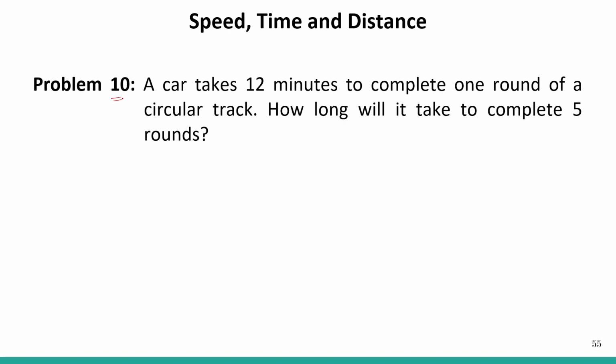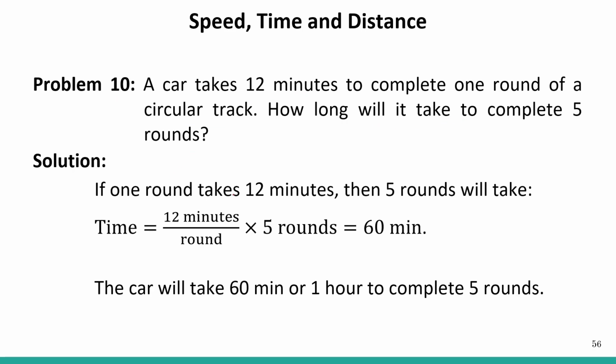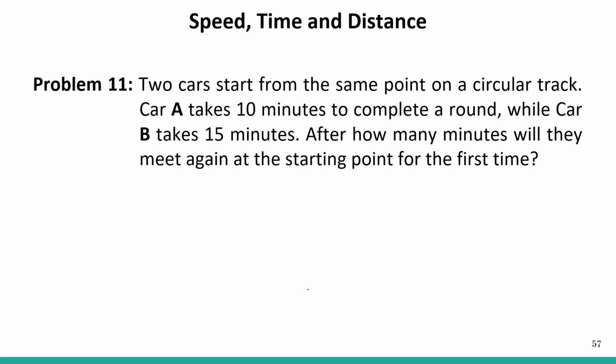Let's see problem number 10. A car takes 12 minutes to complete one round of a circular track. How long will it take to complete 5 rounds? Okay, if one round takes 12 minutes, then 5 rounds will take 12 into 5. So it will be 60 minutes, right? So the car will take 60 minutes or 1 hour to complete 5 rounds.